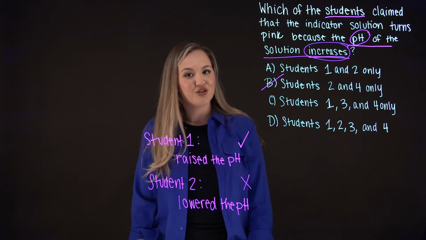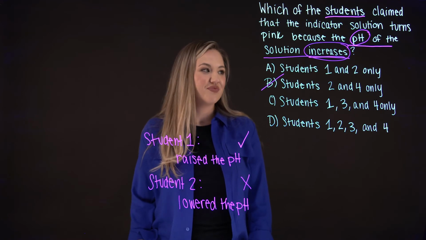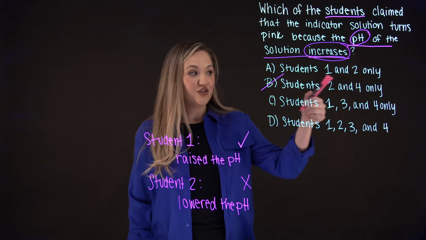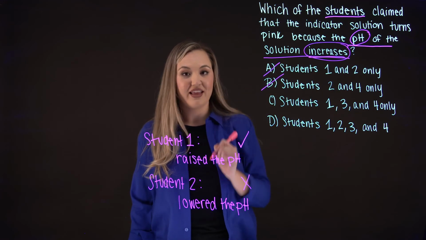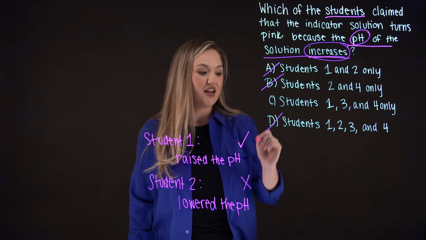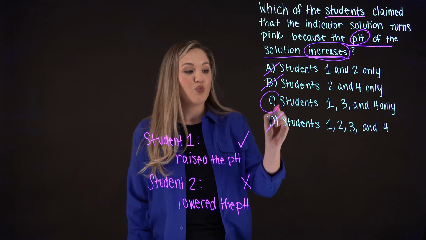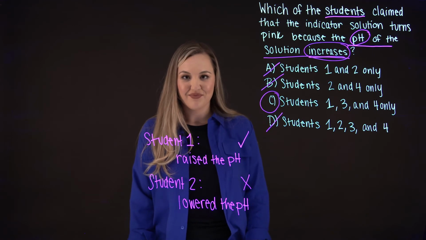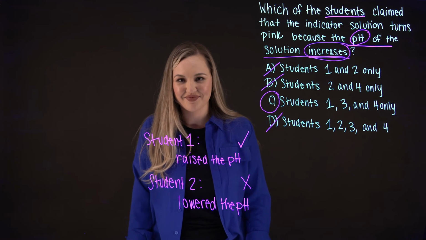Let's eliminate any choices that include student 2. Choice A includes student 2, so we're going to mark that off. Choice D also includes student 2, so we'll mark that off. So that only leaves us with one answer choice, which is C. And that is the correct answer.